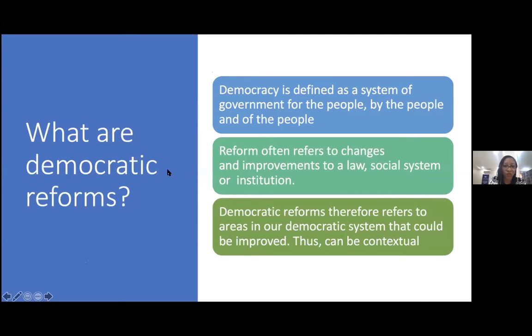So, of course, we all know what democracy means. It's a system of government for the people, by the people, and of the people. Reform often refers to changes and improvements to a law, society, or institution. So when we talk about democratic reforms, we really refer to areas in the democratic system that could be improved upon.